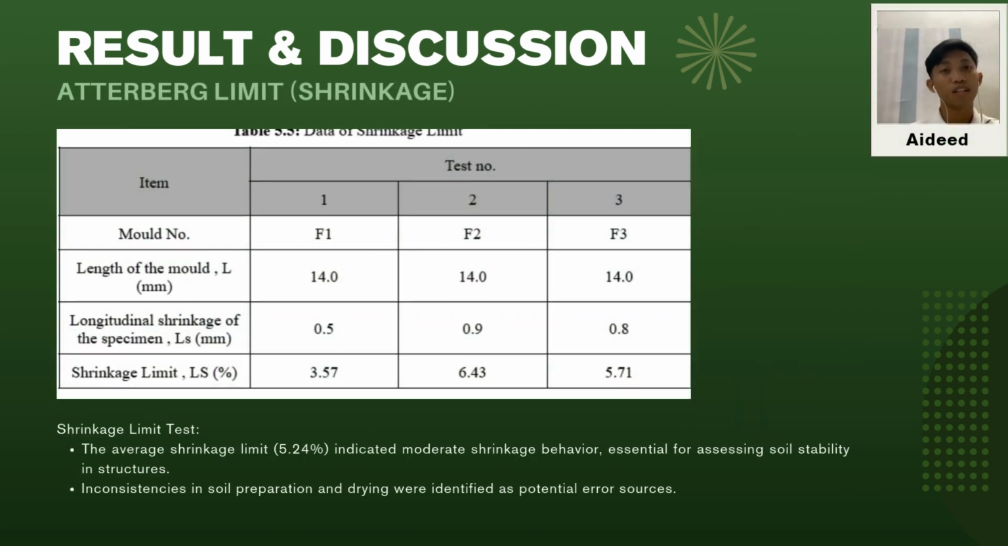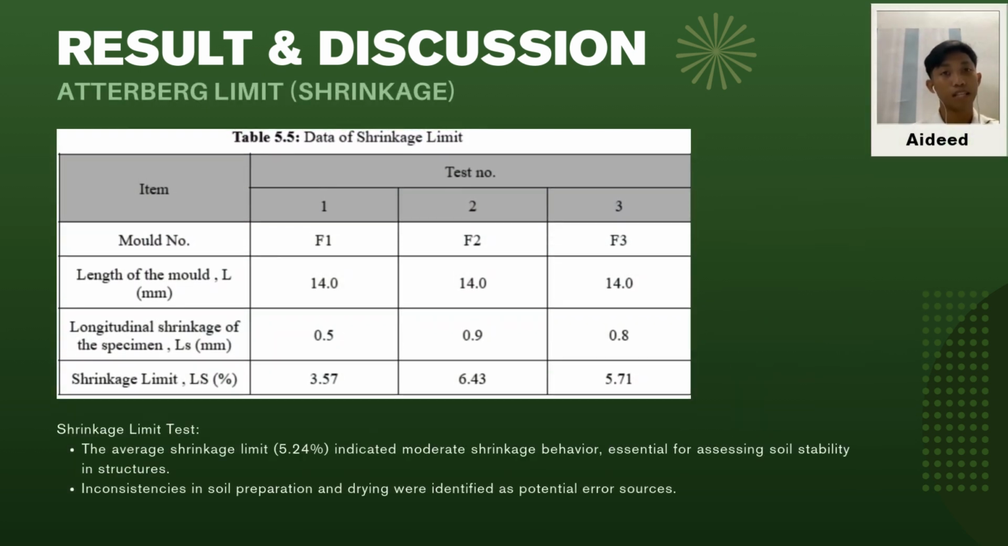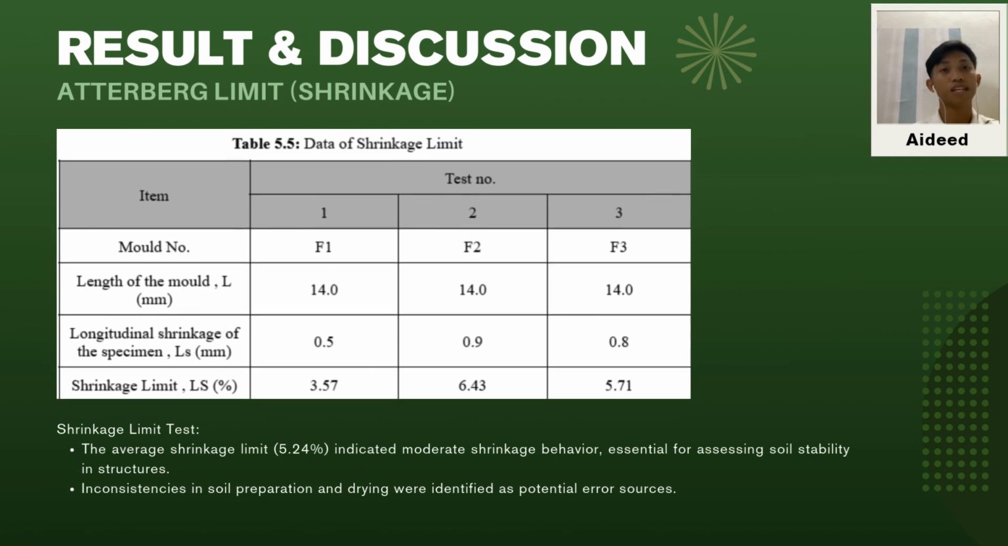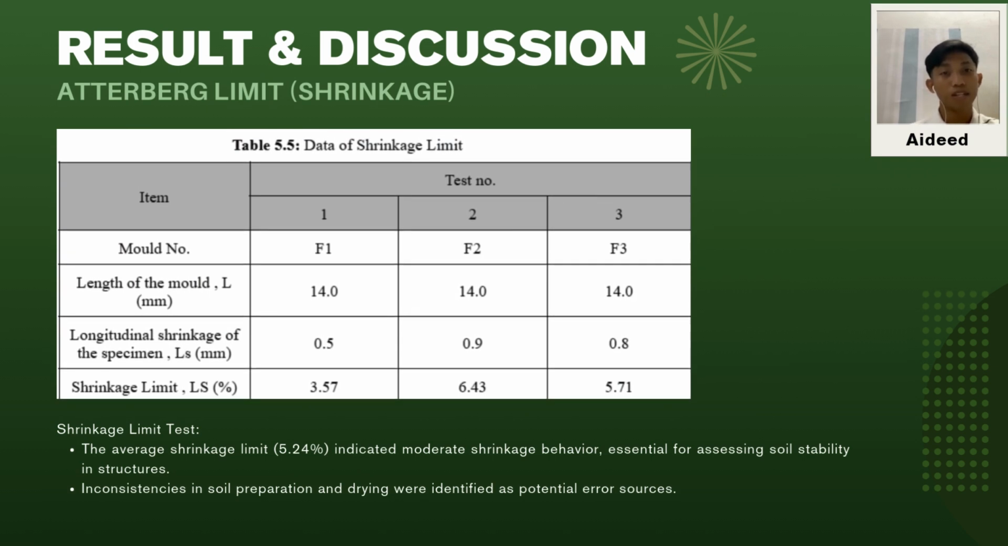So for the last one, for the Atterberg limit test, we did the shrinkage limit. In our table, we get the result, and the average shrinkage limit is 5.24%. This indicates moderate shrinkage behavior, essential for assessing soil stability in structures.